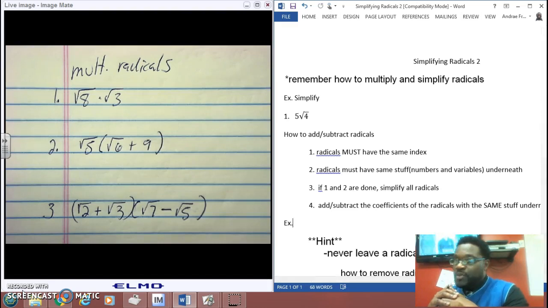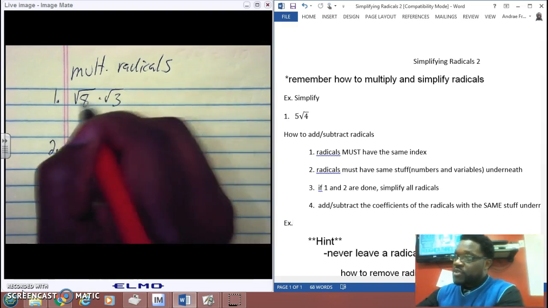Now let's talk about multiplying radicals. It's very simple. As long as they have the same index, you can multiply the numbers underneath the radical. You never multiply a number outside of the radical by a number underneath the radical. So if it's a whole number, you cannot multiply it by a number underneath the radical. So these two numbers are numbers underneath the radical.